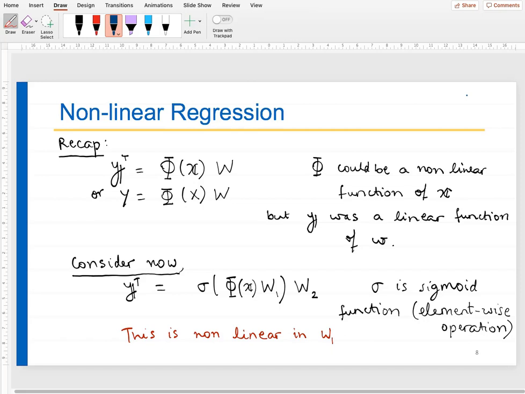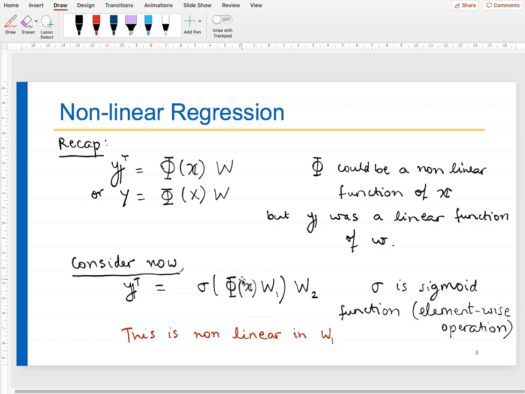Coming to nonlinear regression. Now we discussed I can choose any phi. My phi can be a nonlinear function of x, but my y was still a linear function of w. What if my y is a nonlinear function of w? What can I do in that case? Let us say in this example, my y is a sigmoid function of phi times w. This was a linear thing, but as soon as I apply a sigmoid function, all of you remember what a sigmoid function is. It's 1 upon 1 plus e to the power minus whatever is there in the brackets.